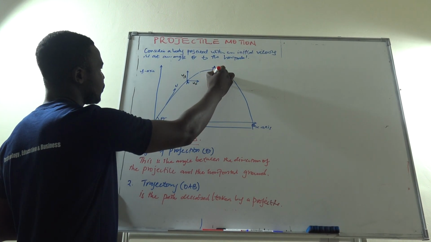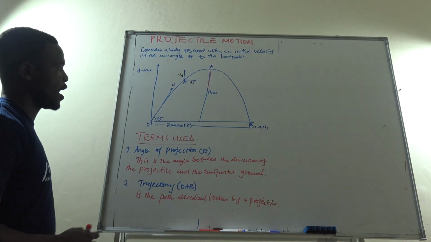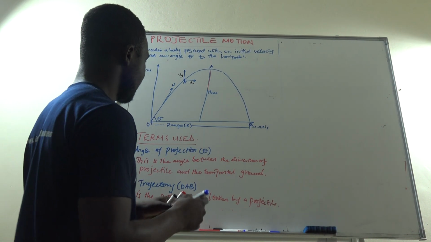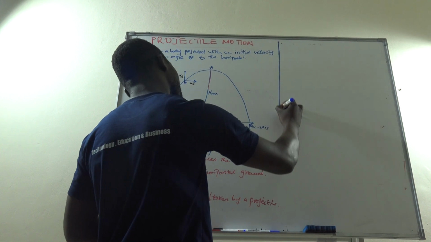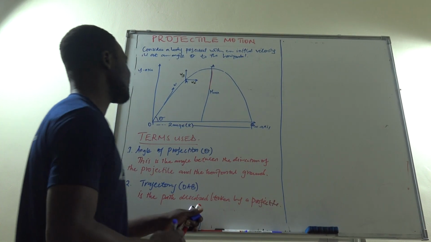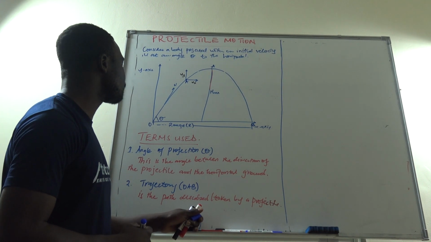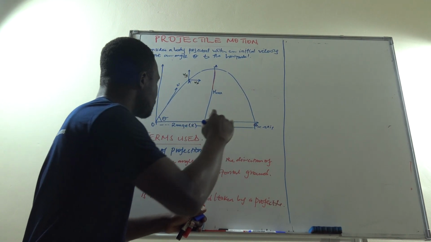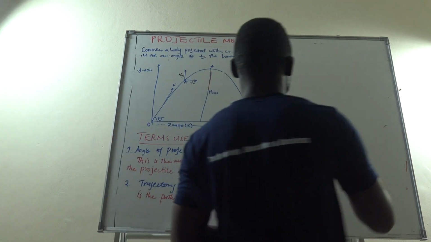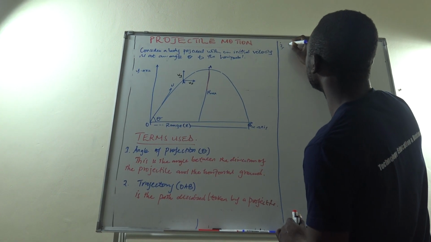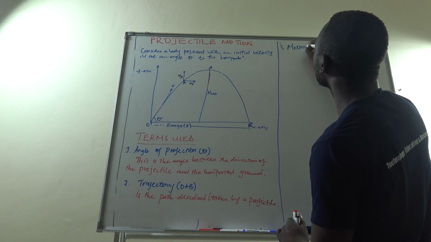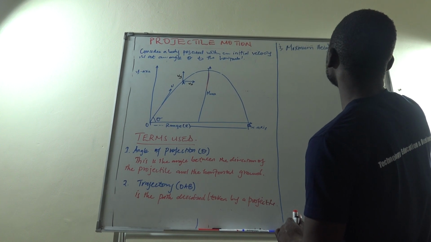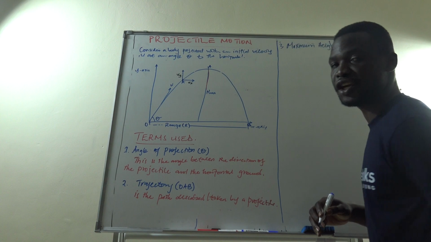Now also on this diagram, we are seeing something called H, or maximum height. So what is maximum height? Maximum height is the highest point reached by a projectile from the initial point of projection. So let's look at term number three. We are calling it maximum height, and on our diagram, it was represented as H max.